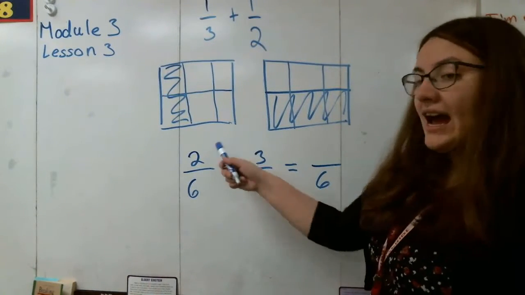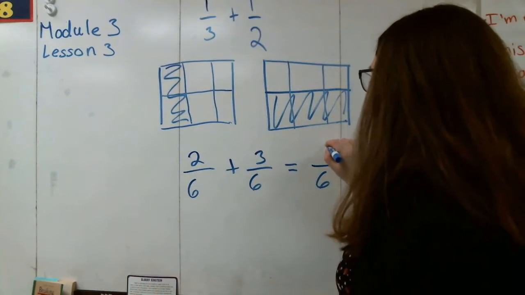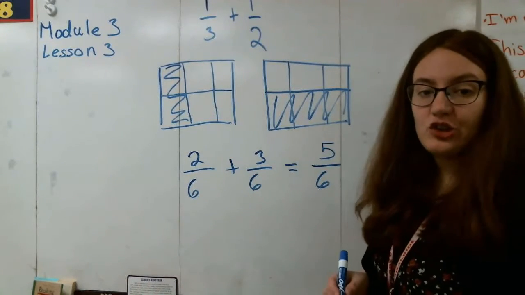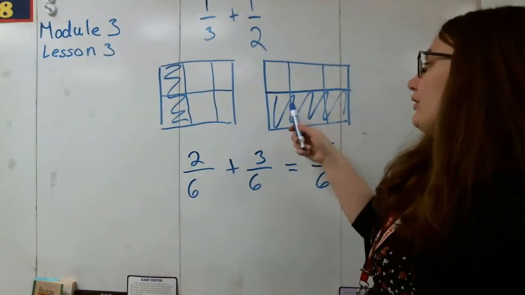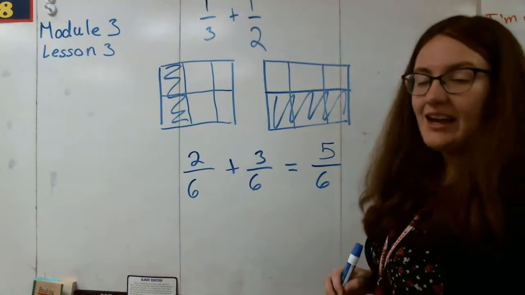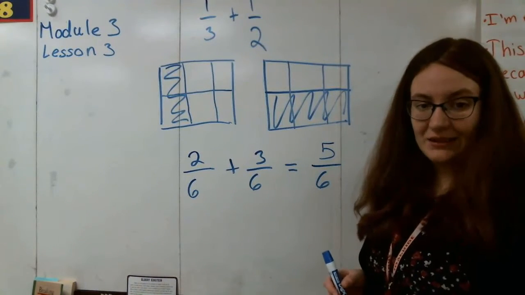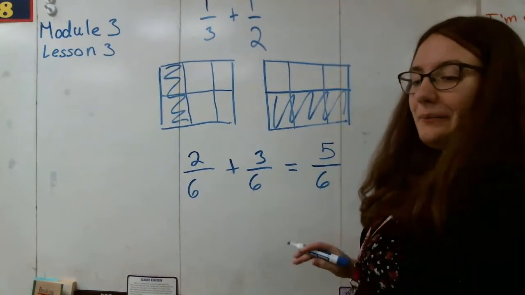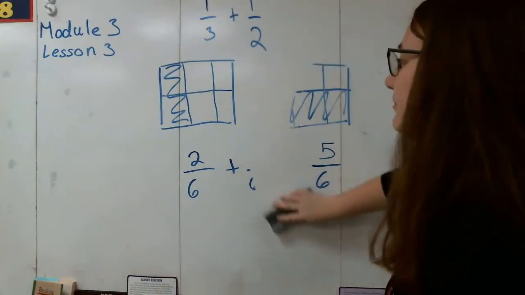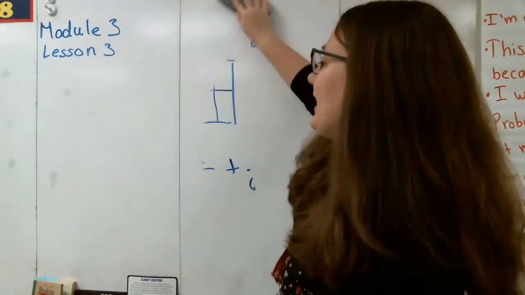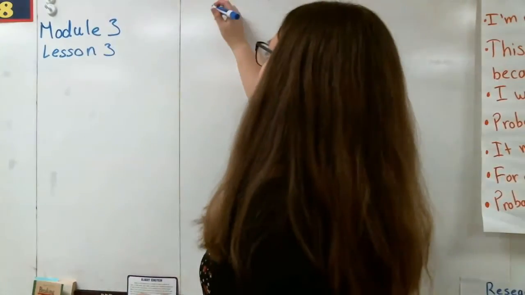But I do add up my numerator. So I have 2 plus 3, and 2 plus 3 is 5, and I can always check my work as well by counting in my models. I have 1, 2, 3, 4, 5 parts shaded in, and that gives me a final answer of 5/6. So far, not too bad, but it does get a little bit trickier for this next problem because I am going to be working with fractions that have more parts shaded in.